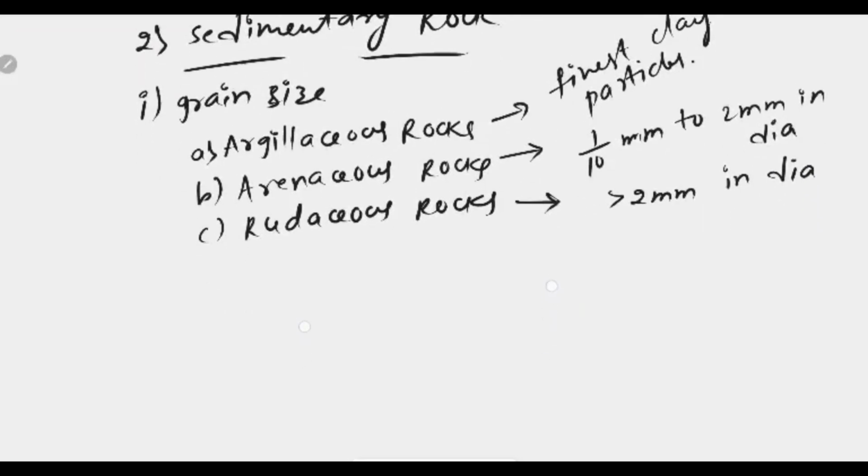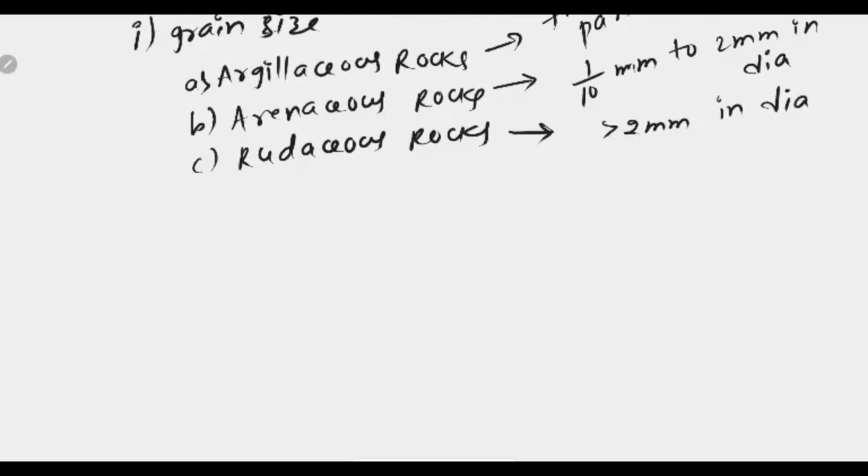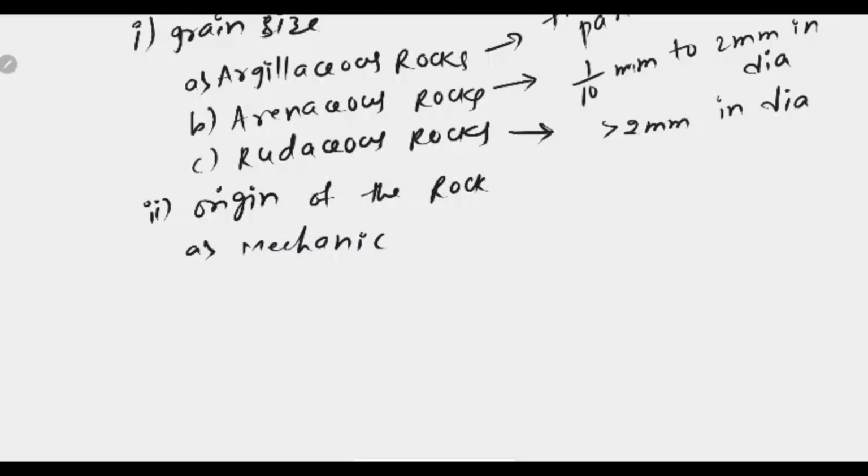There is another type of basis, that is the mode of formation or origin of the rocks. What is the origin of the rock type? There may be a mechanical origin, chemical origin, or organic origin. Another three types: mechanical, chemical, organic.